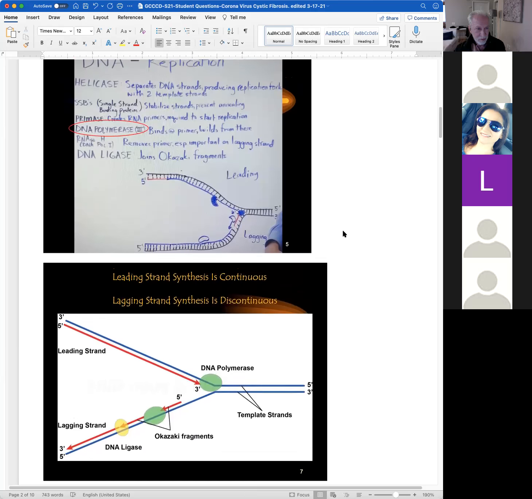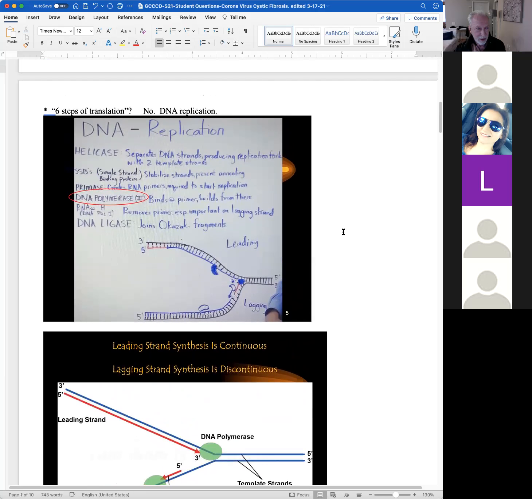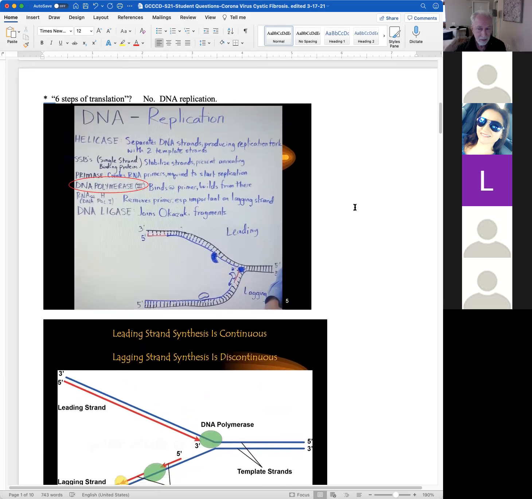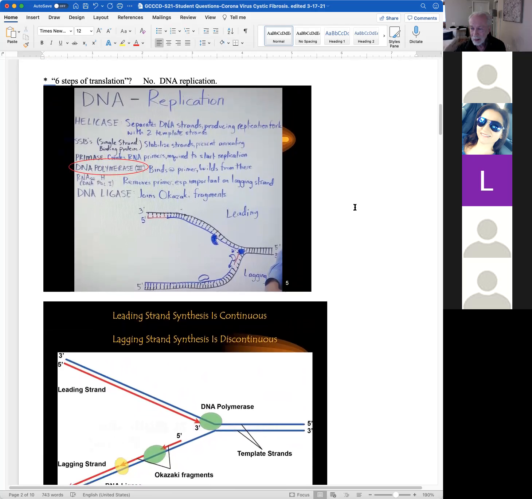So for those of you who are wondering about DNA replication, is this clear? And I should say it would be good for you to go back and review the video. The video goes through all of these steps in great detail. No questions?